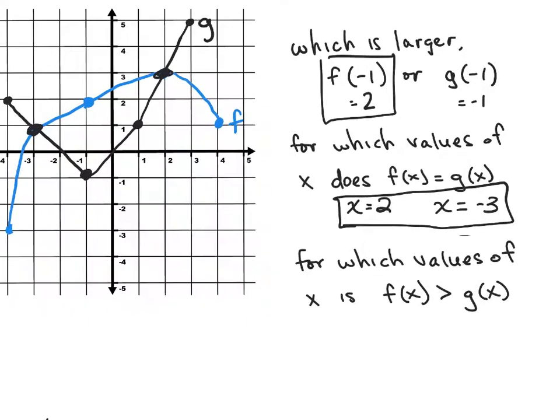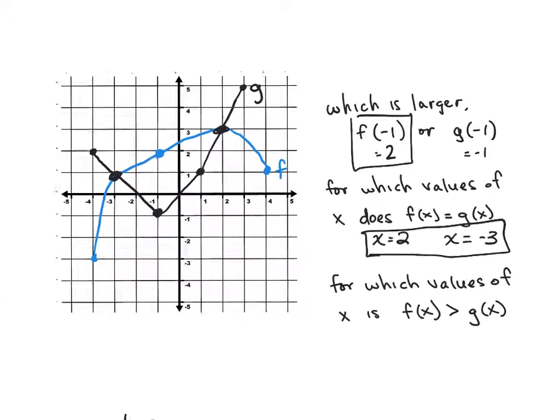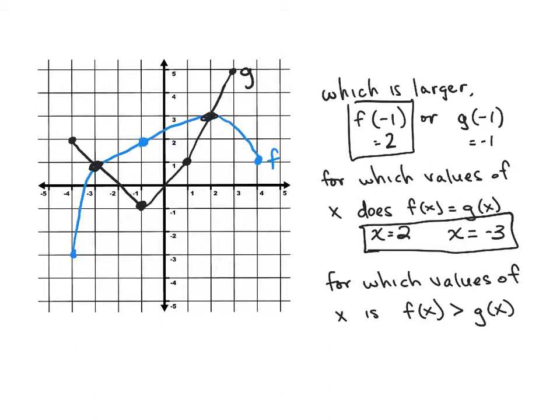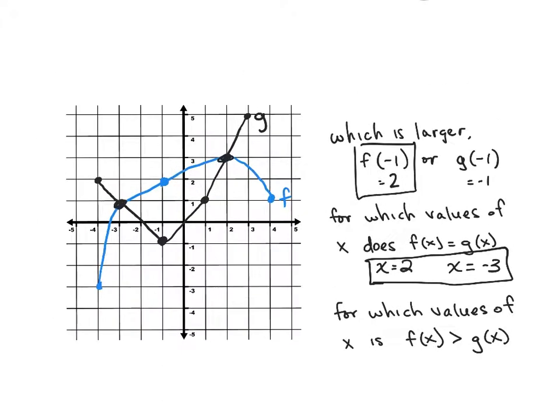Now the next question, for which values of x is f of x greater than g of x? F of x greater than g of x on the graph means has higher y values or larger y values. So where on this illustration does the function f, which is here in purple, have higher y values or larger y values than g of x? And it happens right here. The function f of x along this interval has higher y values than the function g of x, which is down here.